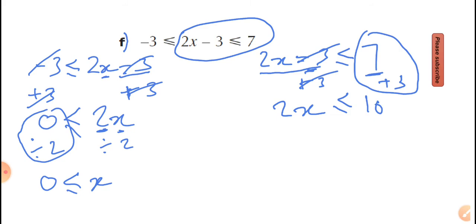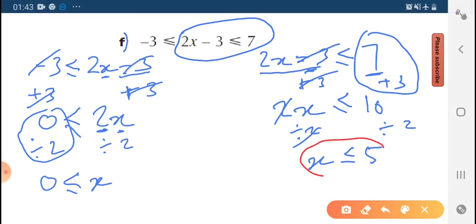And now to get the x on its own, I have to divide by 2 on the left, and divide by 2 on the right. So times 2 divided by 2 cancel out, leaving just x, and then copy the sign down. 10 divided by 2 is equal to 5. So x is equal to or less than 5, which I've shown over here, and x has to be greater than or equal to 0, which was shown there.